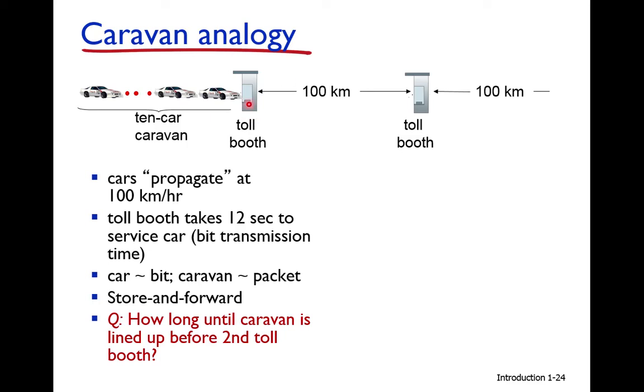Okay, and suppose this toll plaza can process one car in 12 seconds. That is, it can move the car to the link in 12 seconds. So this 12 seconds is the transmission delay. This is the transmission delay.